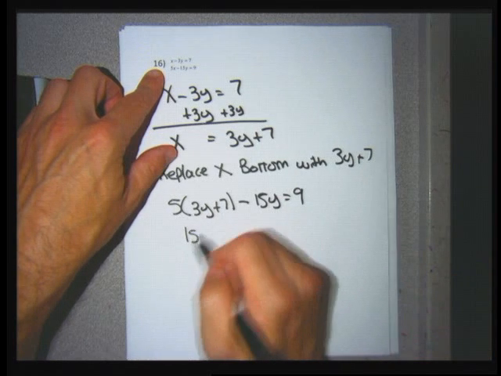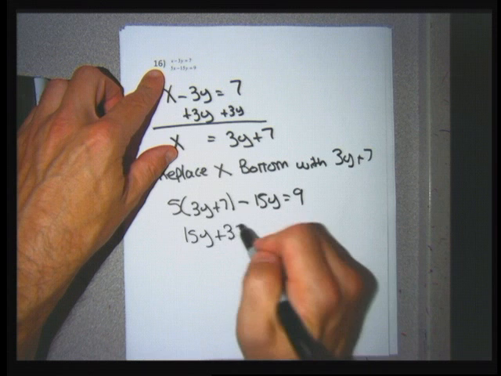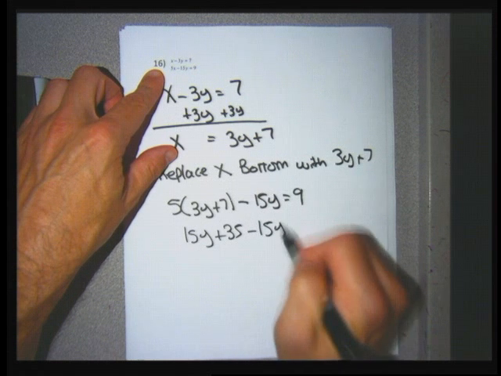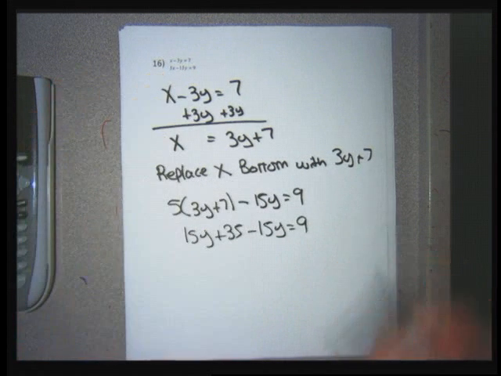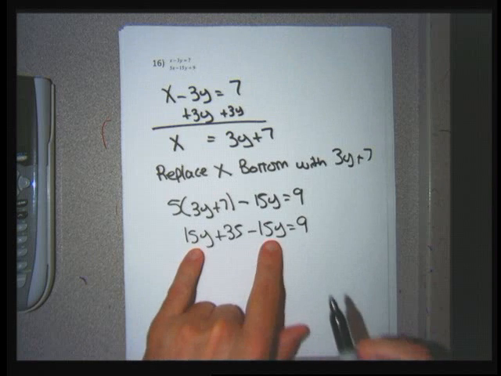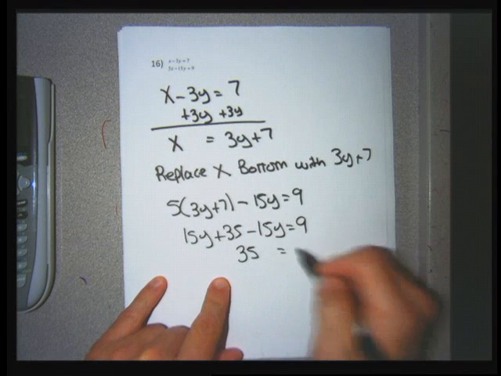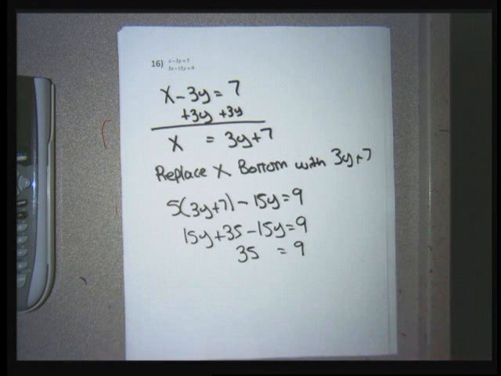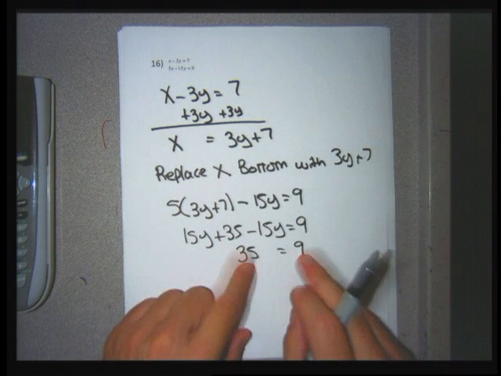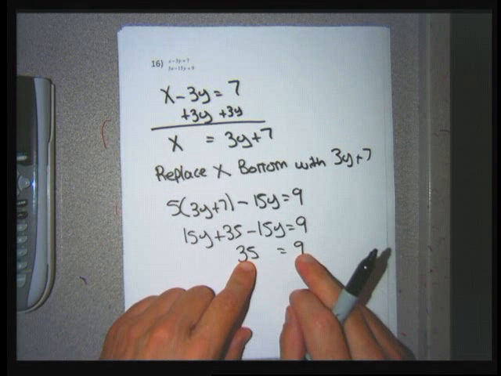This gives me 15y plus 35 minus 15y equals 9. When I go to simplify the left side, the 15y's cancel. The 35 is left on the left side, the 9 is left on the right side. Here's a situation where all the letters drop out. At any time all the letters drop out, I look at what's left.